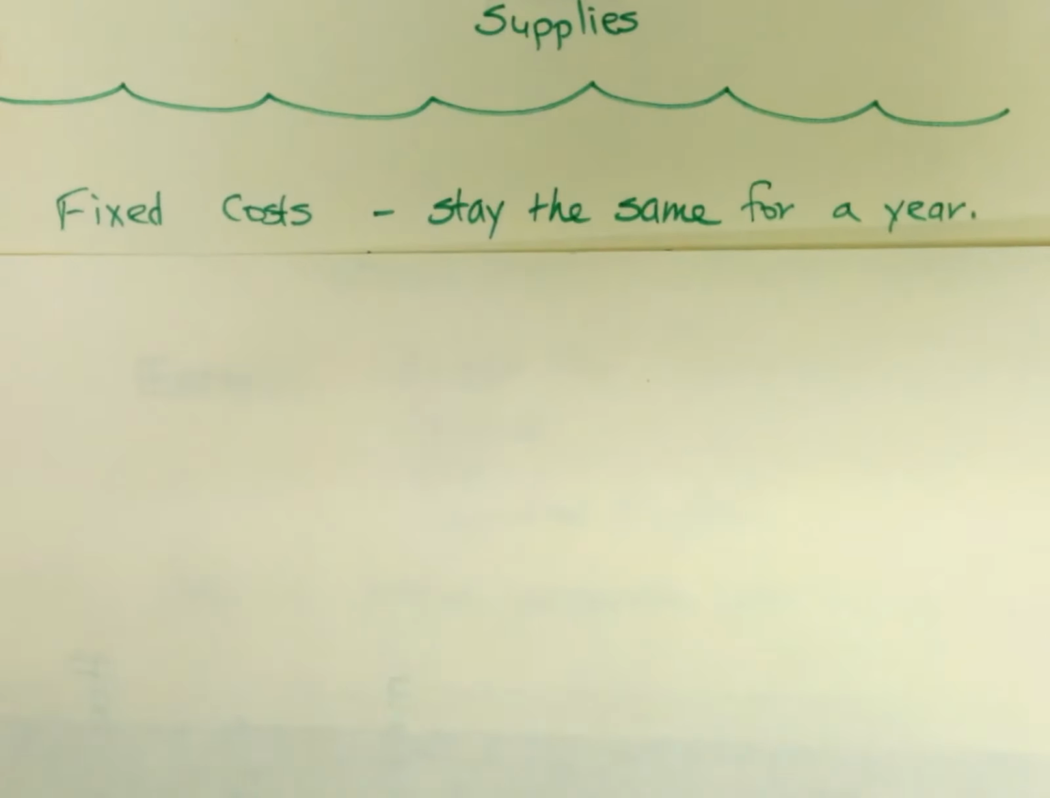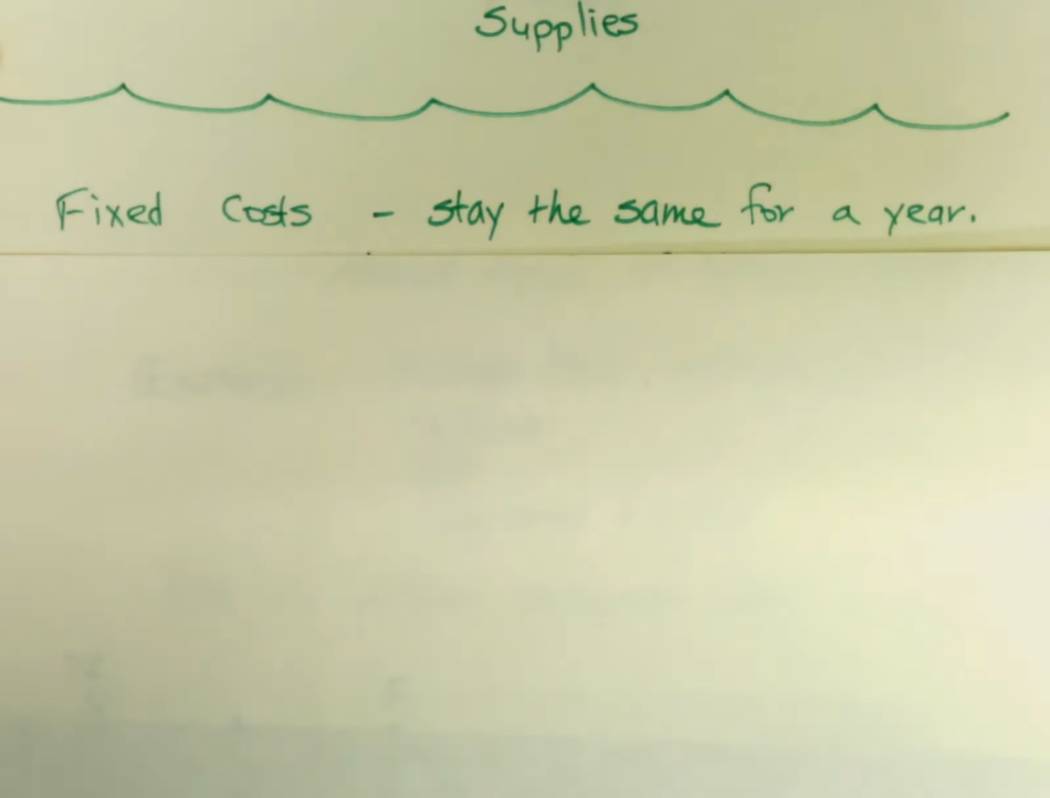The other kind of expense we have is called a fixed cost or fixed expense. The definition of a fixed cost is it stays the same for a period of time. We call that period of time the relevant range. Generally, relevant range is 1 year, and the boundaries of some level of activity.